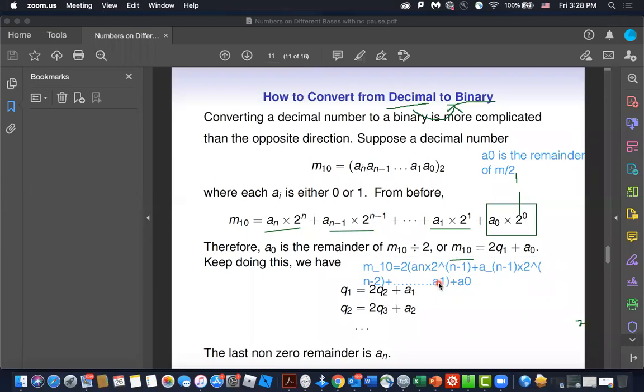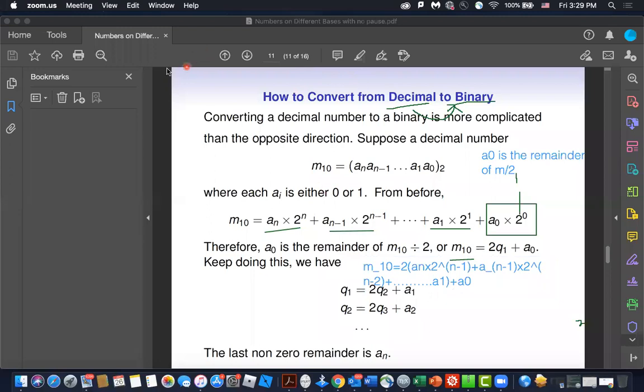So that gives us the idea. If we keep going, every time we divide by 2 and look at the quotient, then from the right to the left, we'll get the binary string.